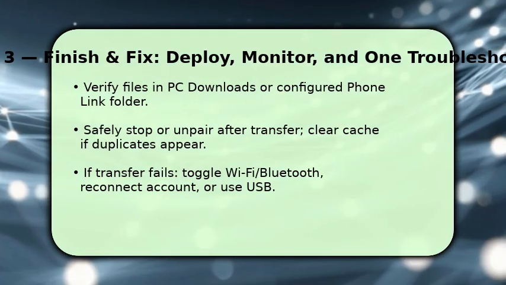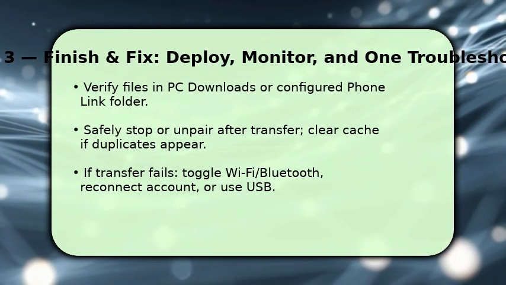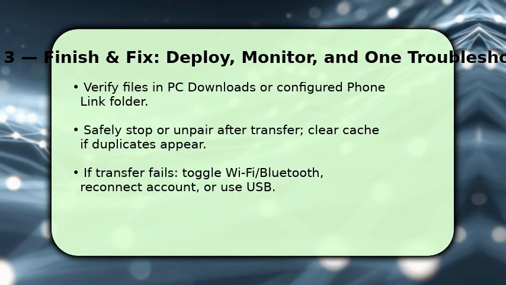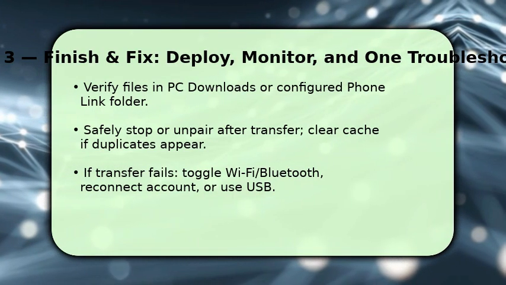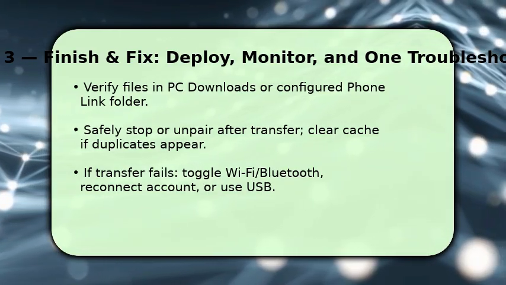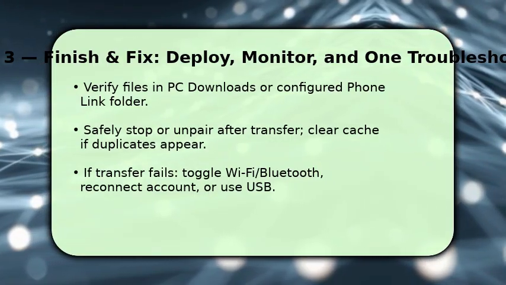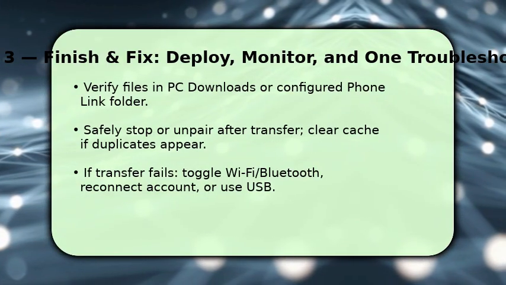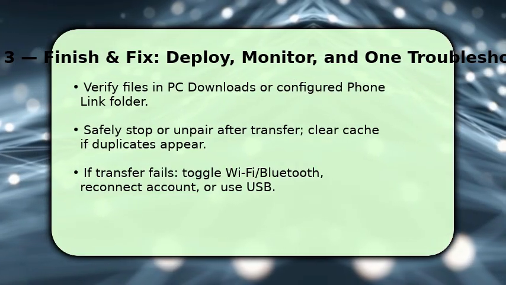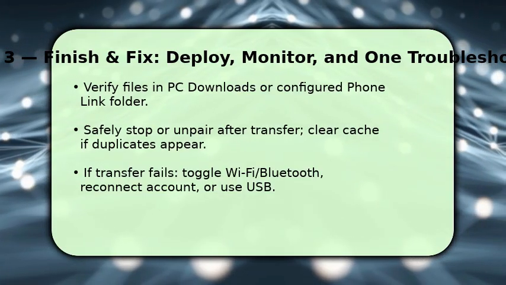You finish by verifying the files on your PC, check the Downloads folder or the Phone Link designated folder, and open a sample to confirm integrity. Once confirmed, safely stop the session or unpair if you're done. This prevents accidental syncs. If something goes wrong, try basic fixes. Toggle Wi-Fi and Bluetooth, sign out and sign back into your Microsoft account, or switch to a USB connection for reliability. A final tip: clear app cache if duplicates or sync errors persist.